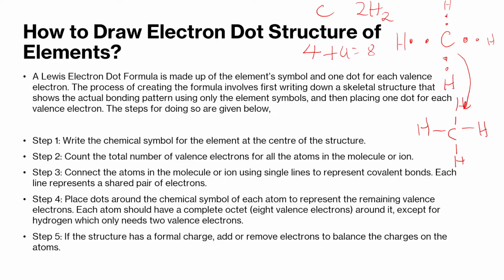So we're going to have something like this, and we need to account for each and every electron. Now we know that each single bond counts for two electrons, and we have four single bonds in this compound. Therefore, we have accounted for all the eight electrons. The next thing that we should do is represent everything in pairs of electrons if we have any free electrons outstanding. On this molecule, we don't have any free electrons outstanding. If the structure has a formal charge, add or remove electrons to balance the charges on the atoms.